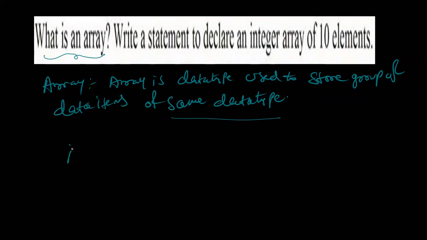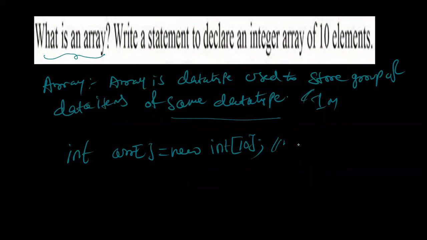And here it asks to declare an integer array of 10 elements. Very simple. Already I showed. int, array name, any array name you can give, and write the subscripts. new int, size. What is the size? 10 elements. So write 10. That's it. So for this 1 mark, easily you are getting 2 marks.